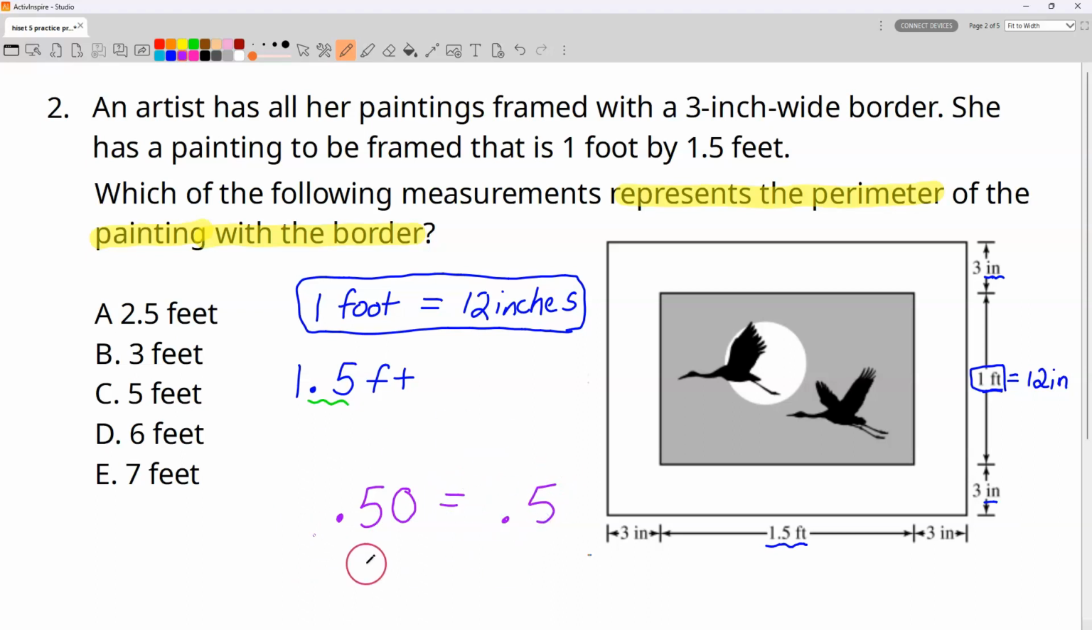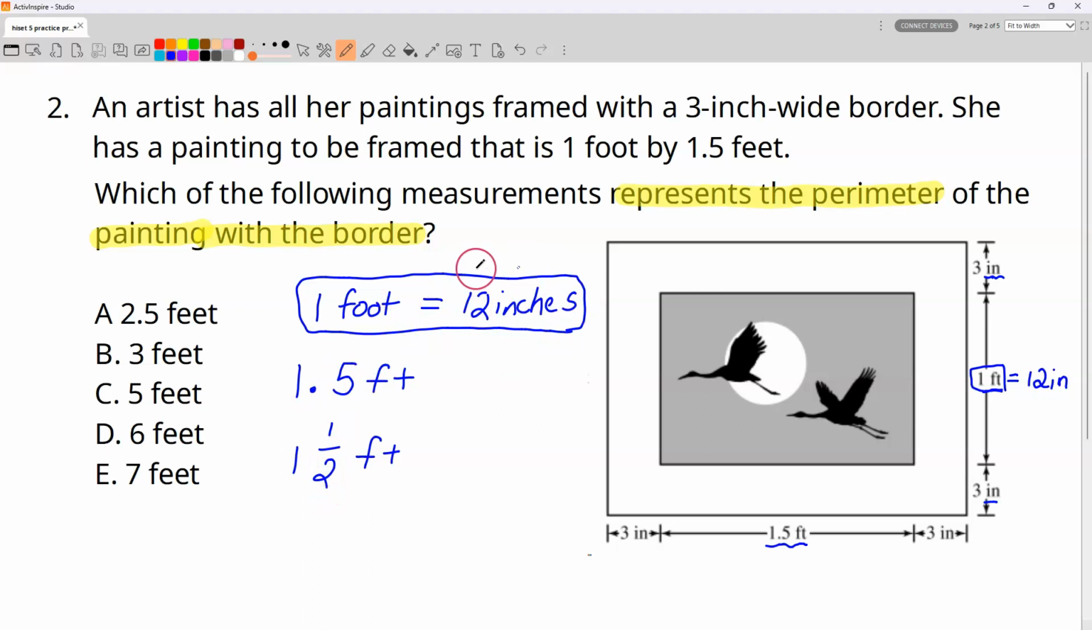Think about it. If I had money, this would be 50 cents, and this would be 50 cents. It's like half a dollar. So 0.5 is the same as a half. So I'm going to rewrite this as 1 1/2 feet. Same thing. 1 and 0.5 is the same as a half.